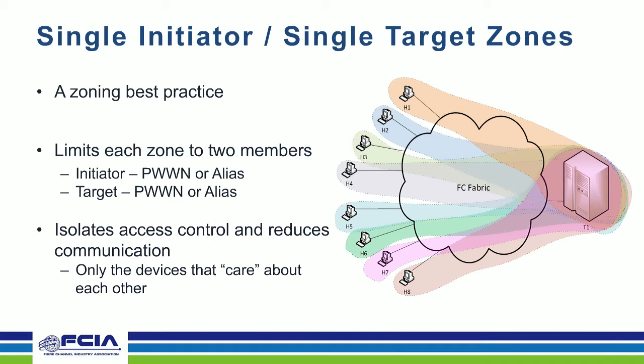And this is represented here in this picture, where you can see the shaded areas represent a separate zone. And the big thing to take away here is that none of the hosts on the left side can talk to each other. So there's no unnecessary ACL programming or no unnecessary RSCN or NS requerying when something changes in the zoning that affects any of these devices.